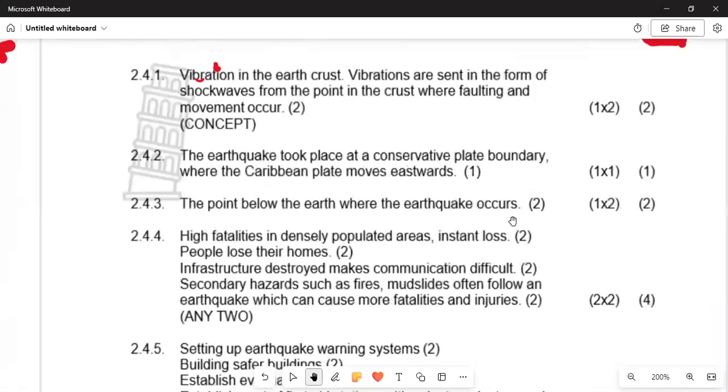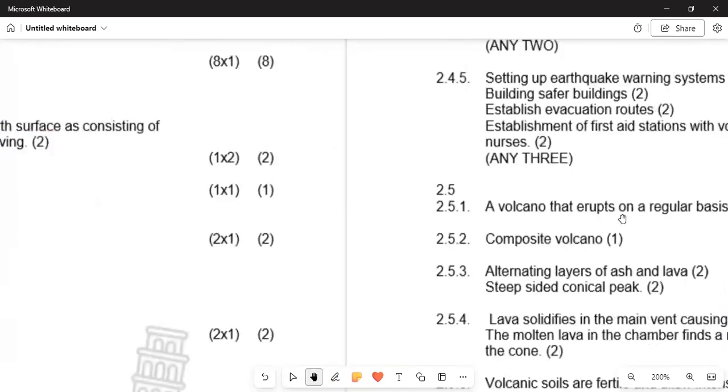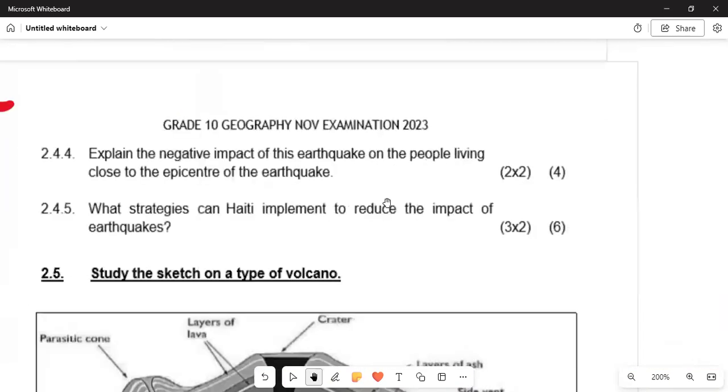That point is called the point of rest. And then here, the last thing that we need to understand and see: these questions now ask you to explain the negative impacts of this earthquake on the living people close to the epicenter of the earthquake, for 4 marks. And then you are asked again, what strategies of the earthquake?